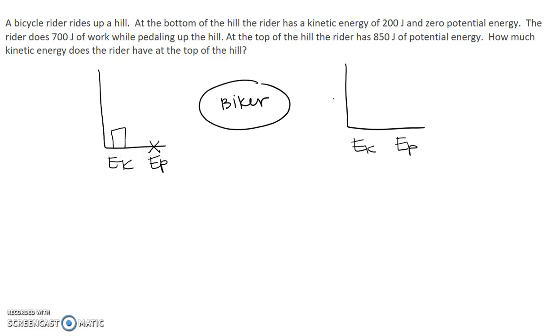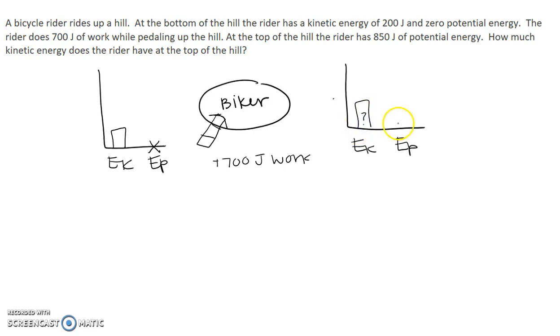We know that the rider does work, 700 joules of work. So I'm going to put this here. And remember, we show work going into the system like that. At the end, I'm wondering how much kinetic energy does it have?